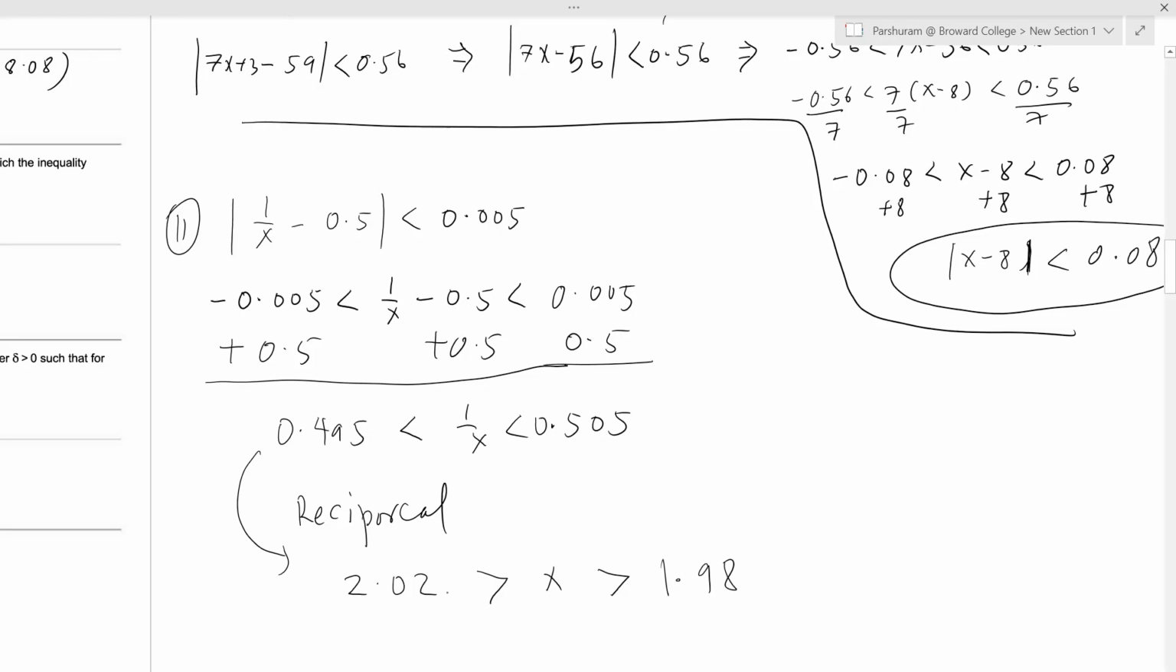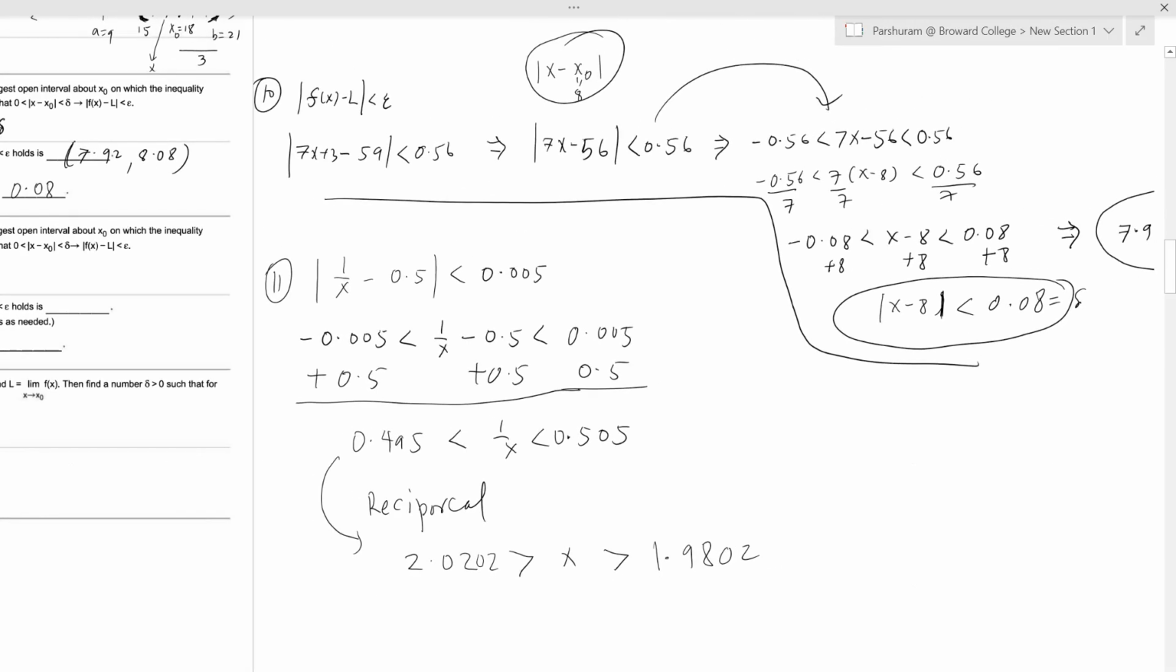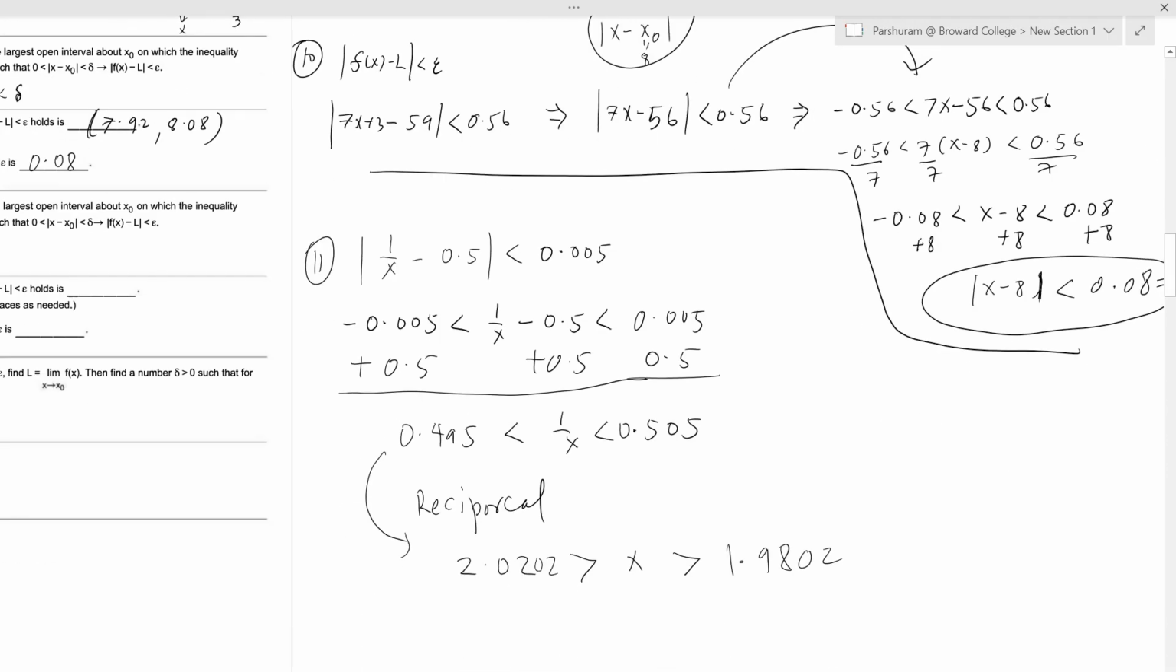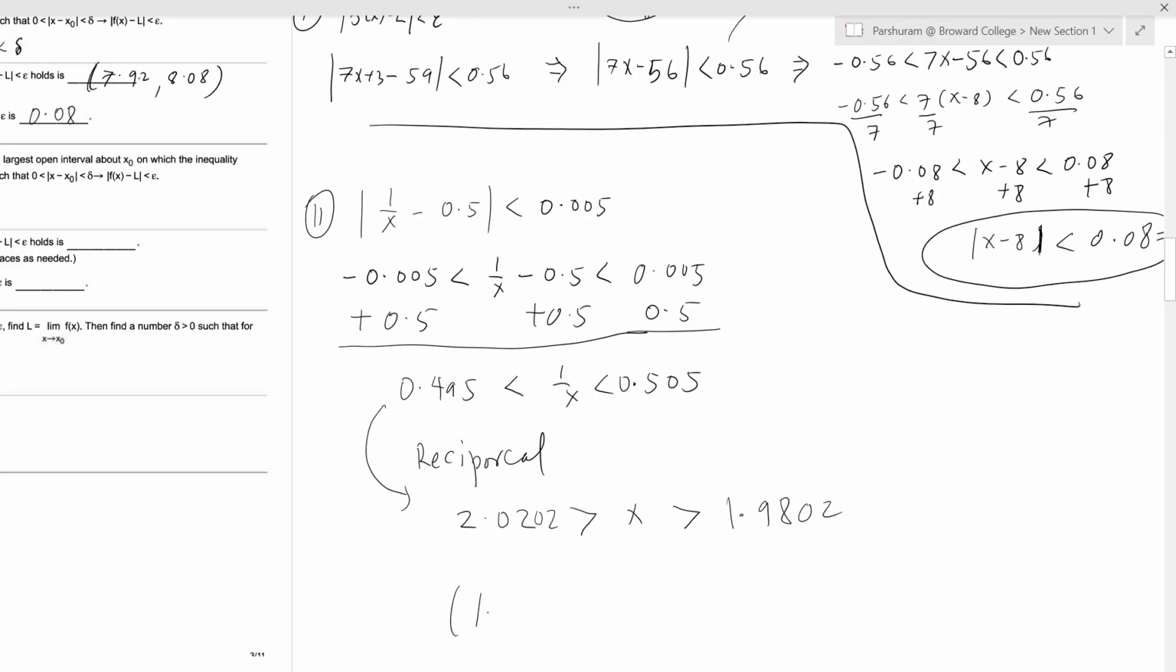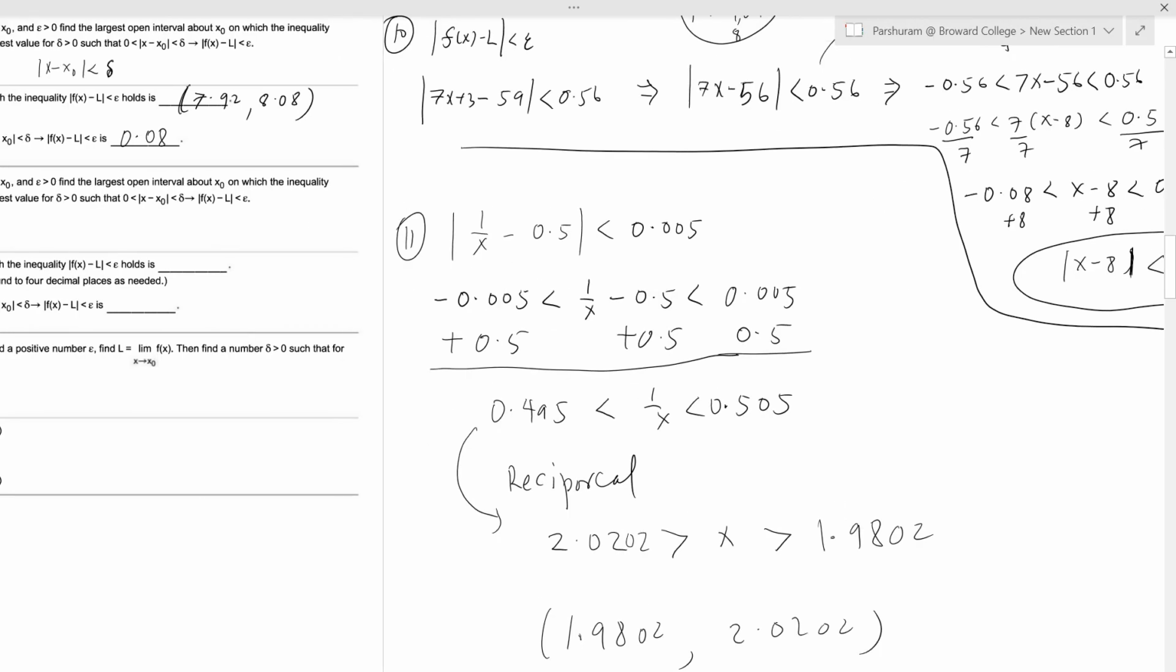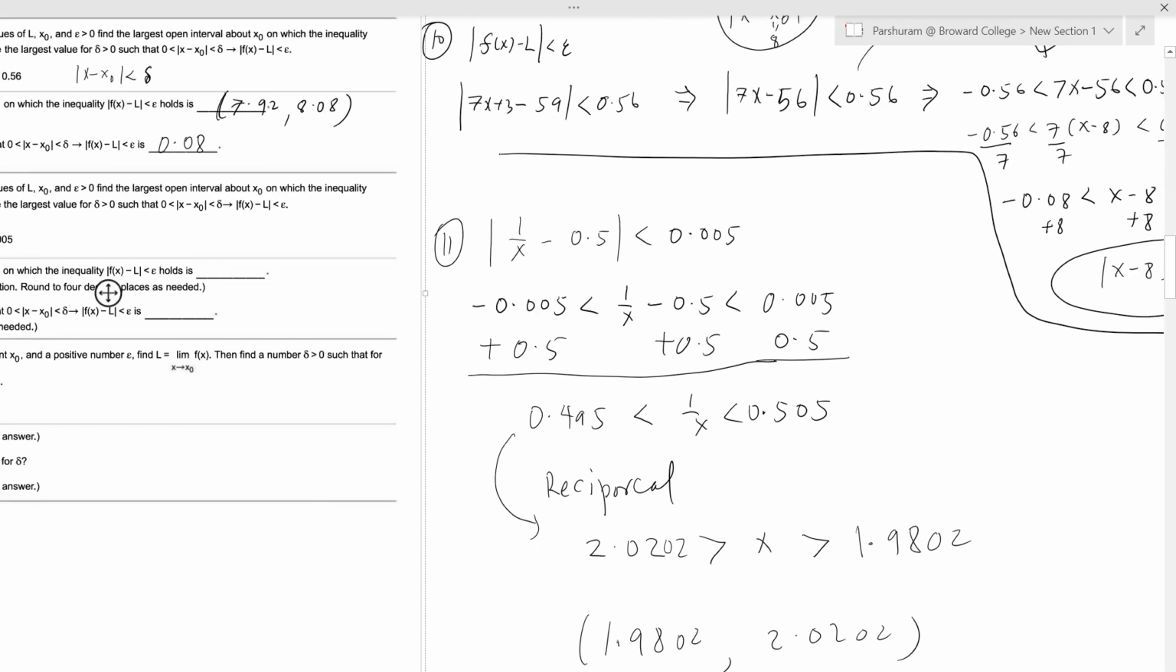If you want to go to more decimals, that should be this. So you can pick x from this interval, 1.9802 to 2.0202. You can use that as the open interval for this first answer.